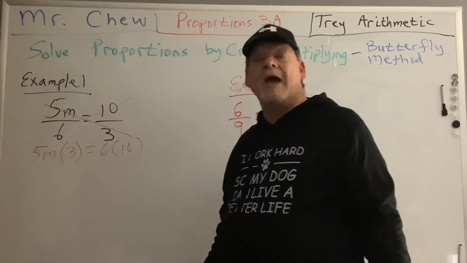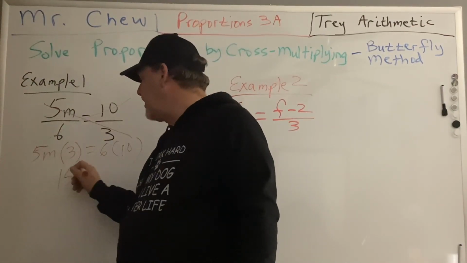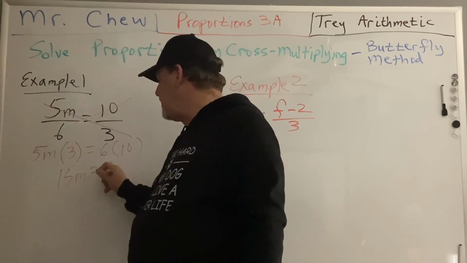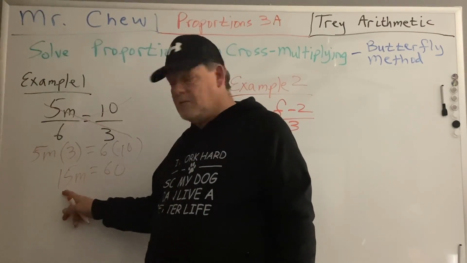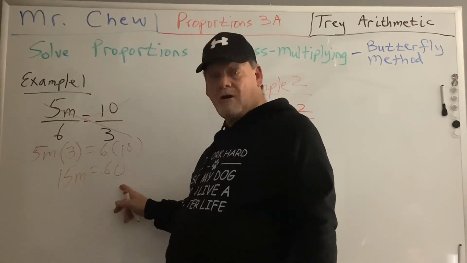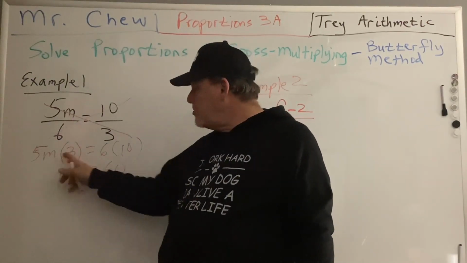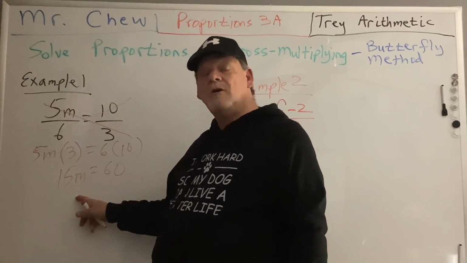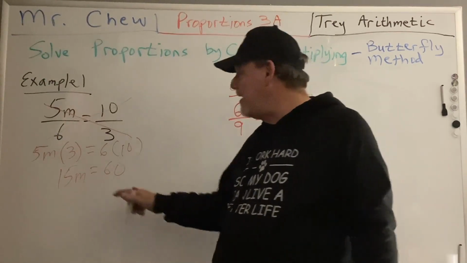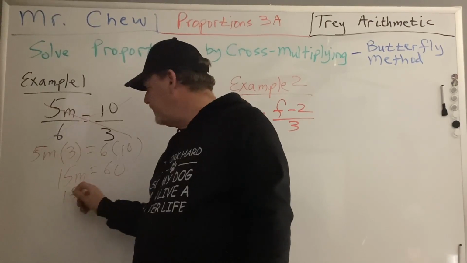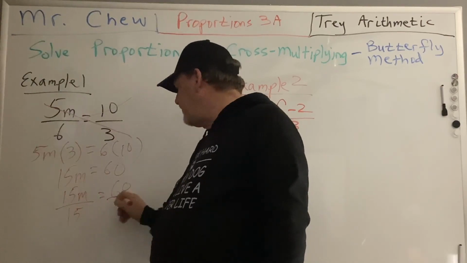Now this ends up being, after you simplify it, a one-step equation. 5m times 3 is 15m. 6 times 10 is 60. Anytime that I have a coefficient times a variable equaling a constant number, which is 15m equals 60, I can undo this using inverse operations. So the inverse operation of multiplying m by 15 is to divide 15m by 15. So I divide the left by 15, and I divide the right by 15.